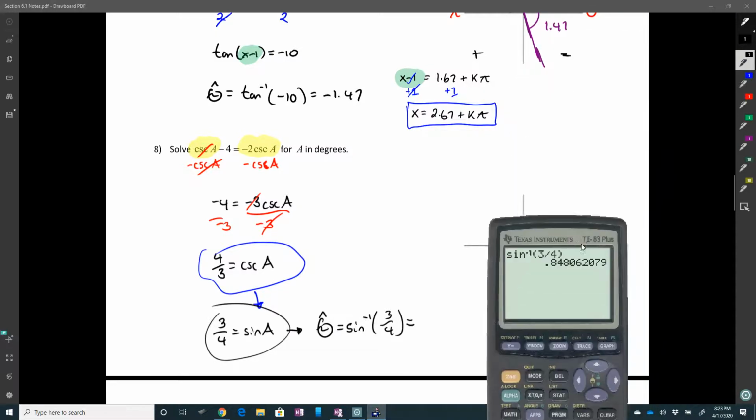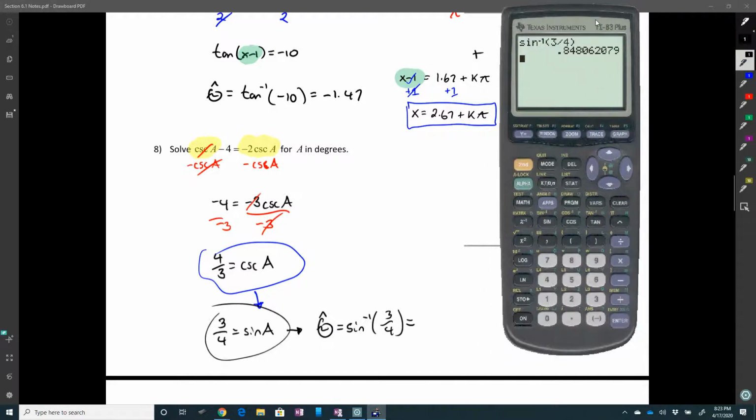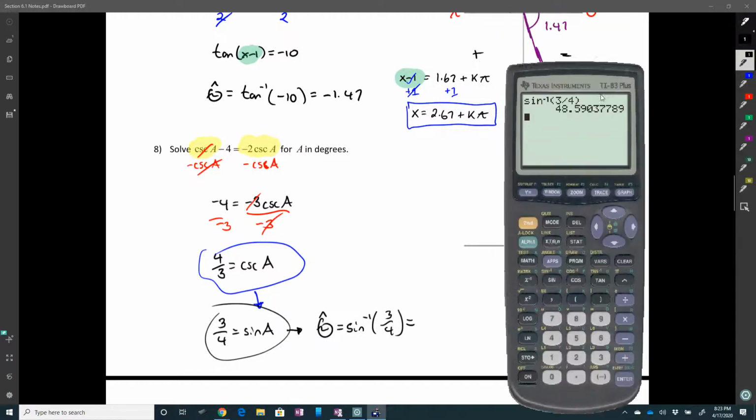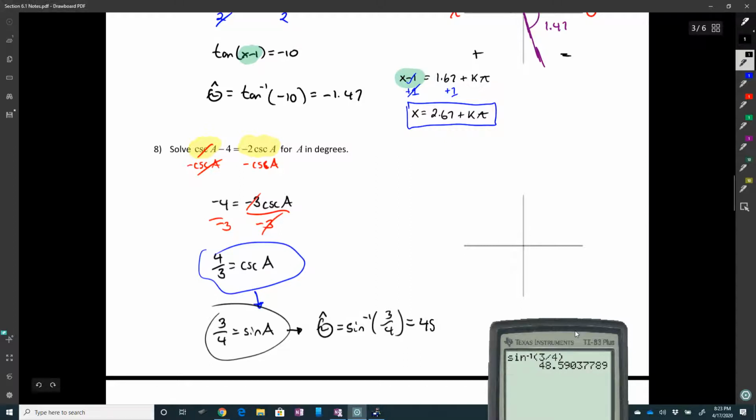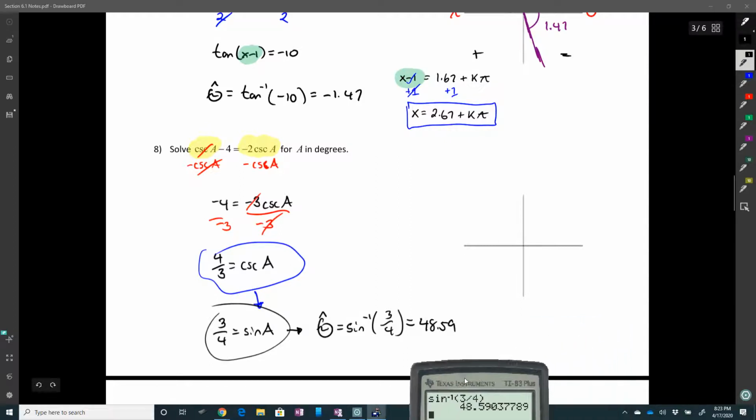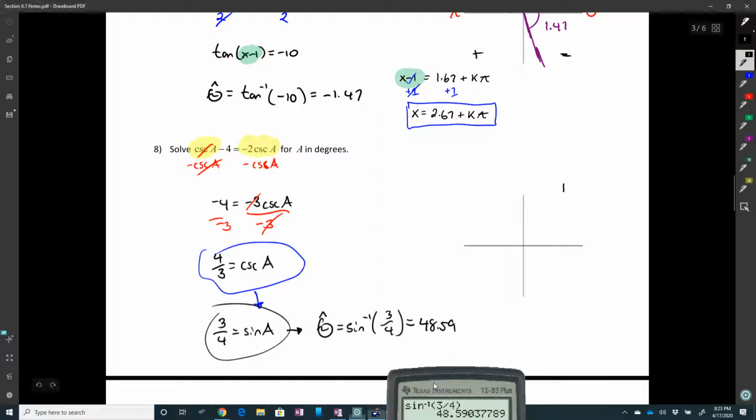and you get 0. Oh, and we're in degrees. Never forget that, or you'll be sad. So second answer. Oh, sorry. Second enter. Second enter. Okay, 48.59. And this is positive, so positive, positive, negative, negative. And sine is 48.59.